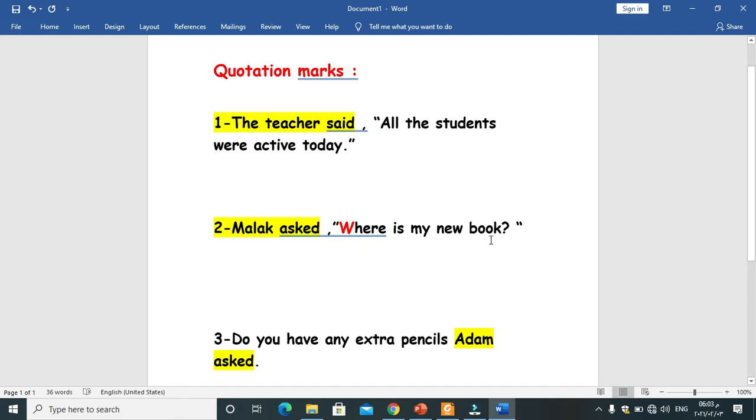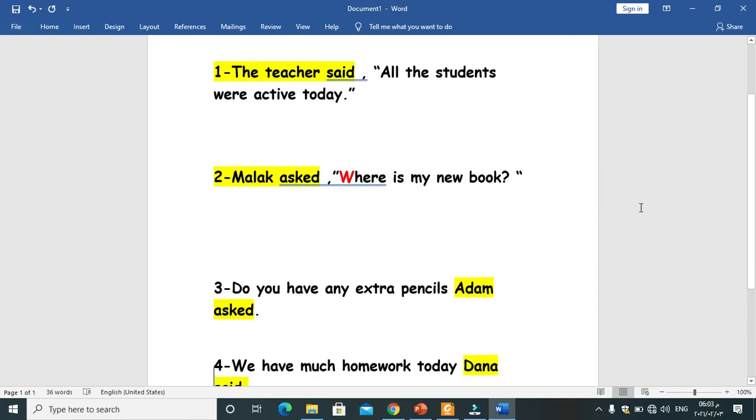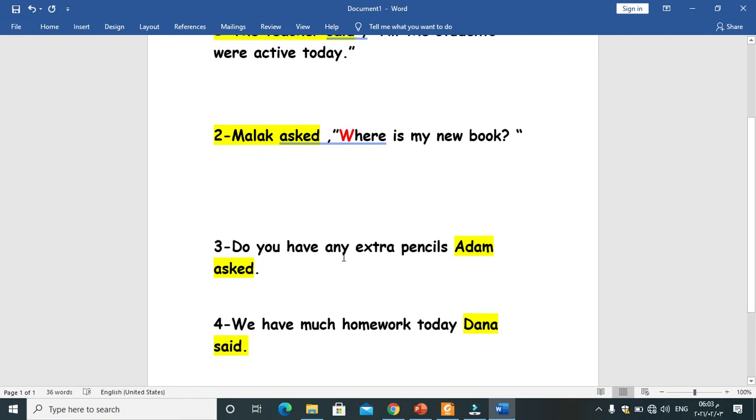I are helping my neighbor with his vegetable garden. So I is not correct here. It should be I am. He am planting lettuce and tomatoes. He am. No, it's not correct. So on the line, I write is here. He is.